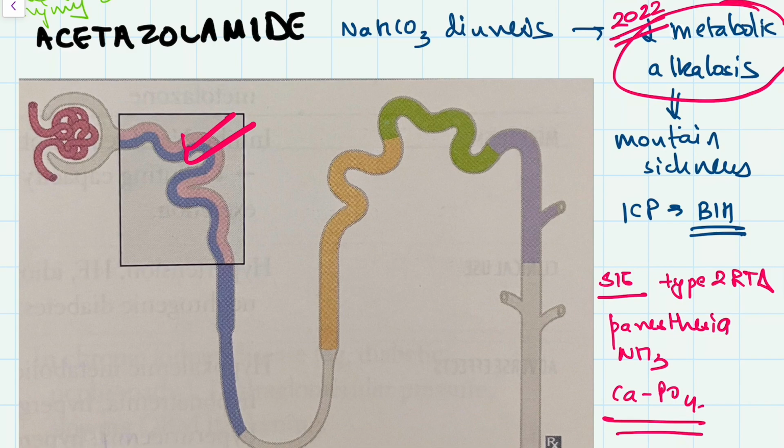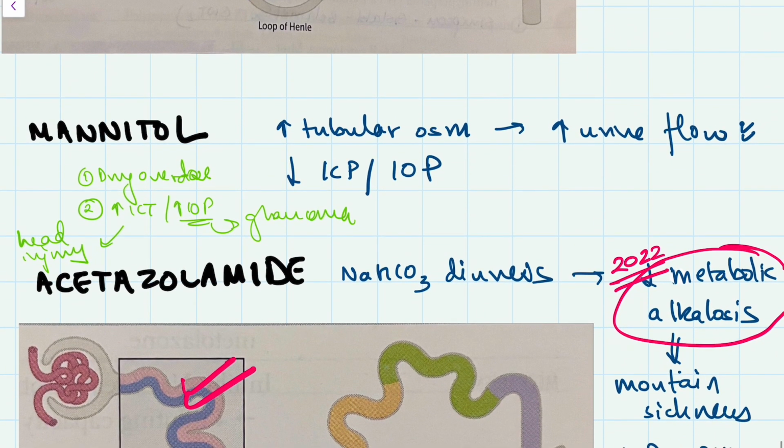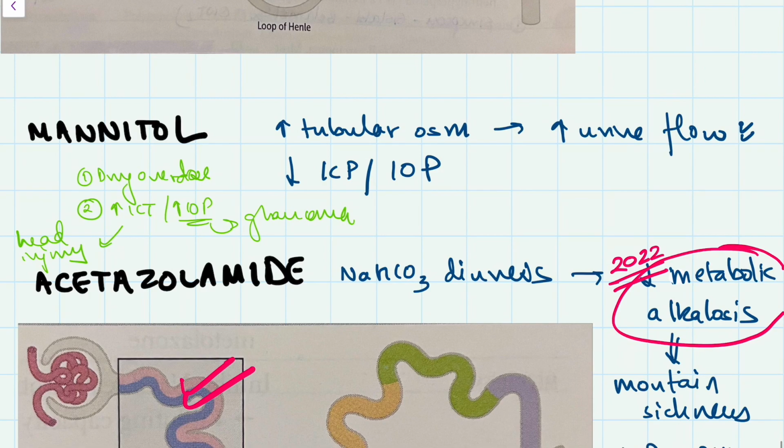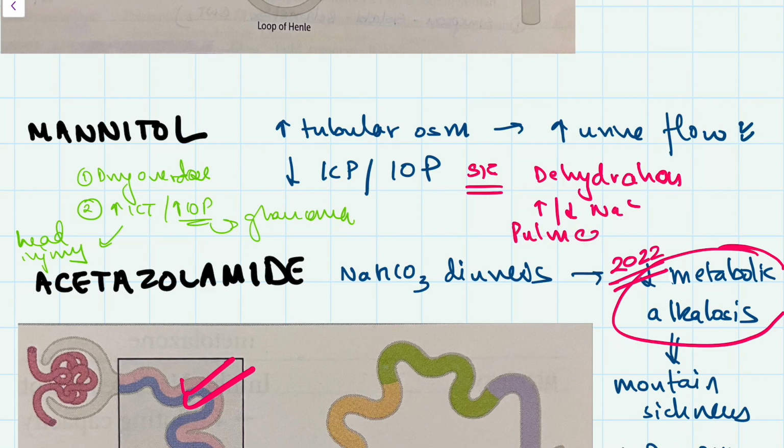The side effects of mannitol, I forgot to tell. So it causes dehydration, right? It can lead to either hyper or hyponatremia. It can cause pulmonary edema. Therefore, very important point is that mannitol is contraindicated in heart failures because it precipitates pulmonary edema.